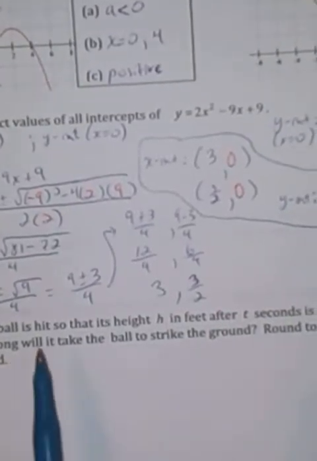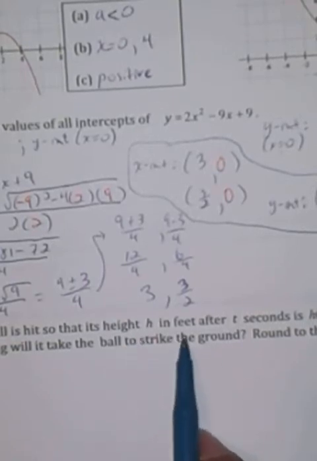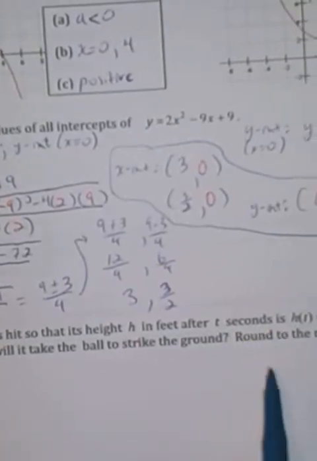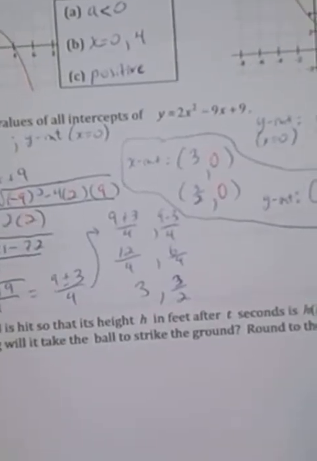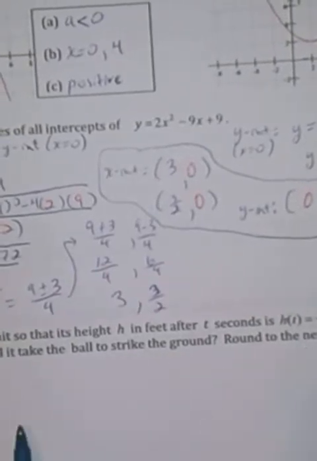Let's start number 11, and then we'll finish it in class. We'll just give it a teeny start. A golf ball is hit so that its height h in feet after t seconds is given by h of t equals negative 16t squared plus 60t plus 0.2. That might sound familiar. How long will it take the ball to strike the ground? Round your answer to the nearest hundredth of a second.